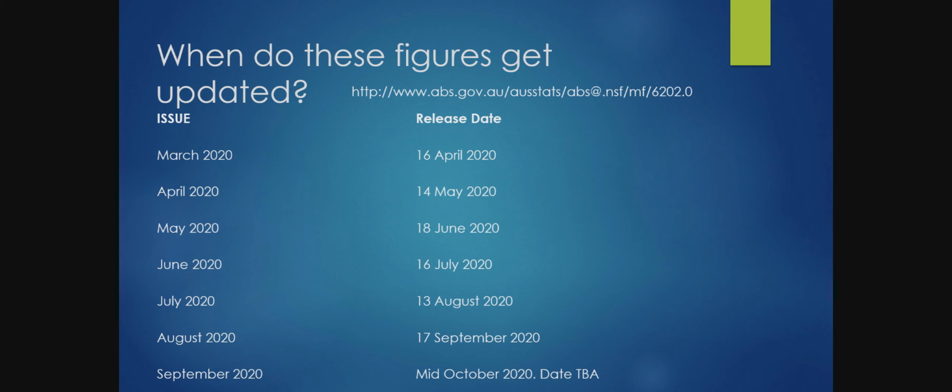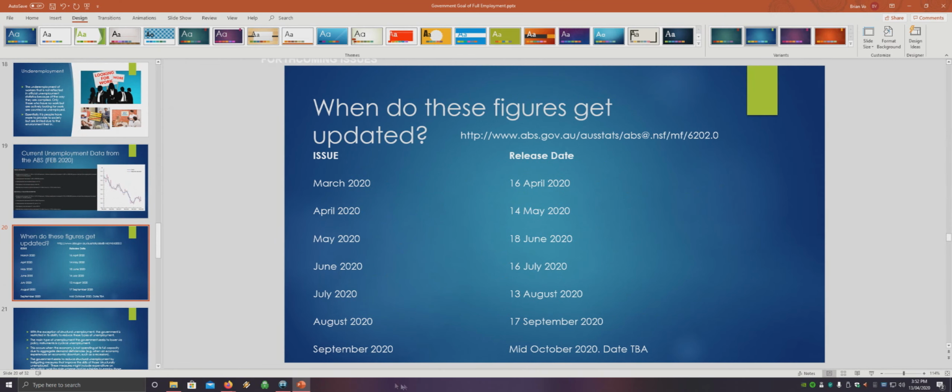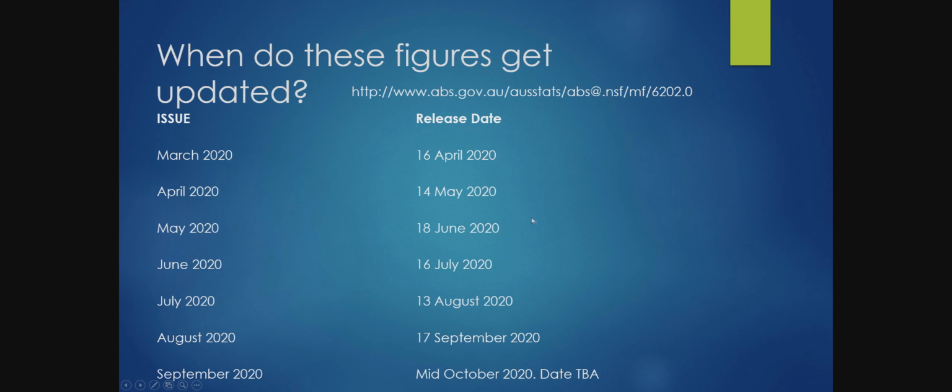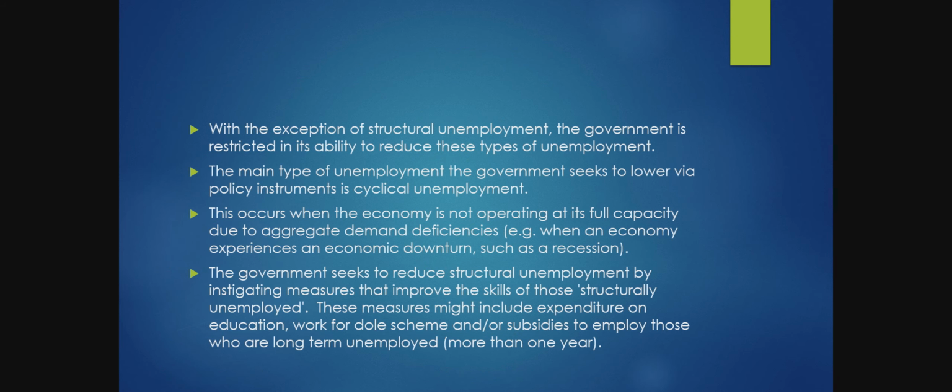So when do these figures get updated? The March issue will be out on April 16th, so that's only a few days away from the day of recording. What day is it today? 13th. So in about 3 days' time, we'll see the information. The April edition will come out in May. The May edition will come out in June.